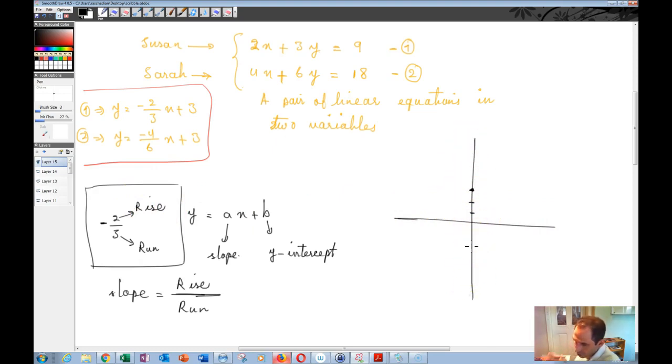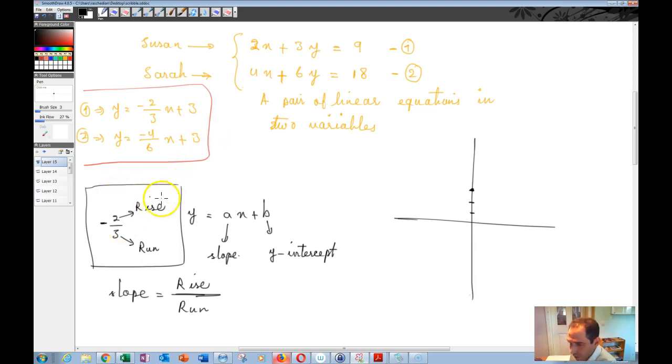So along the y-axis you're rising or falling, and along the horizontal axis you're actually moving horizontally to the right or left. So horizontal movement is called run, and vertical movement is called rise.